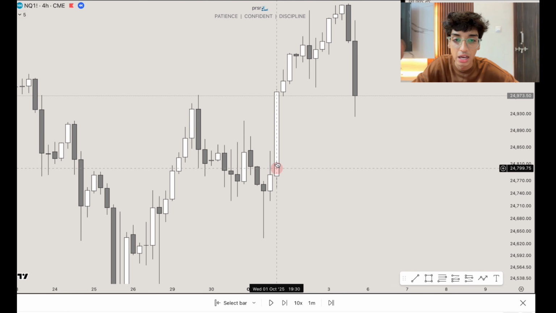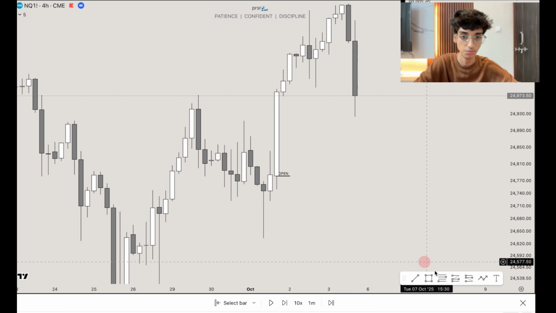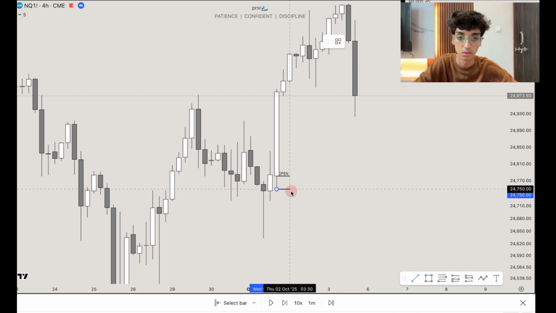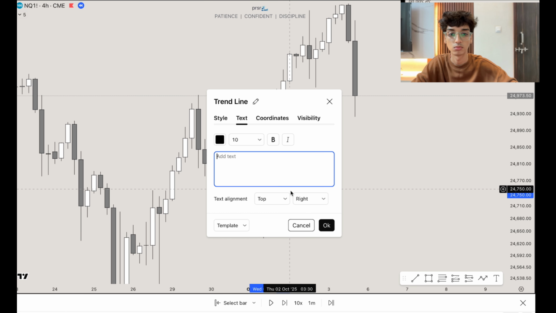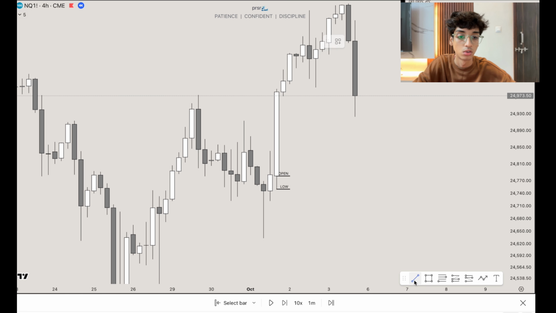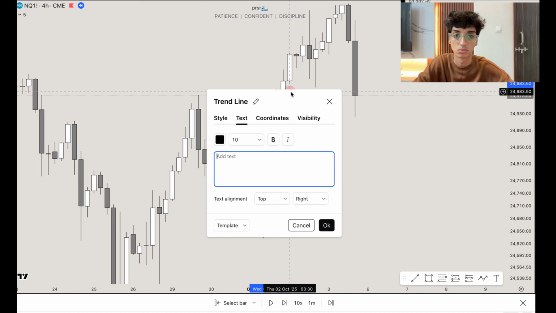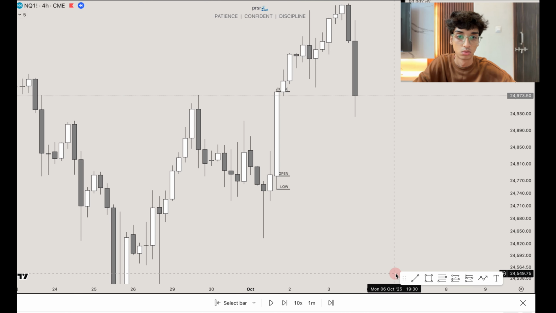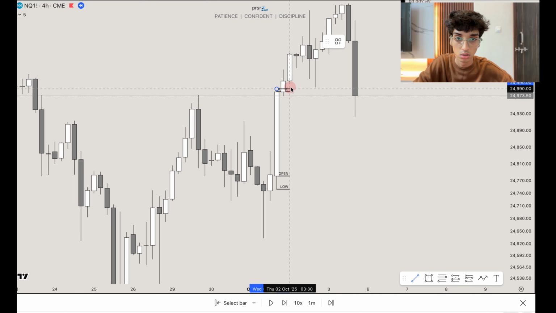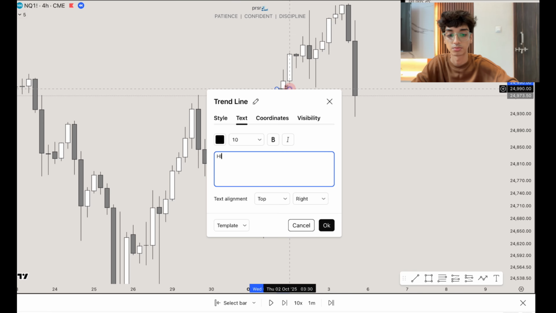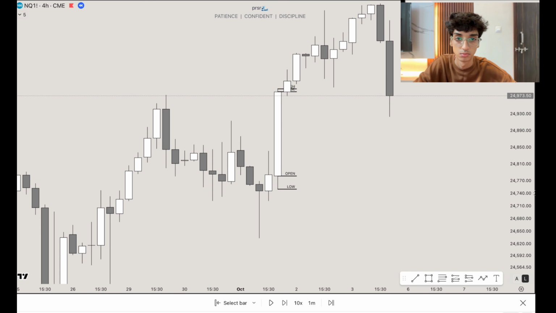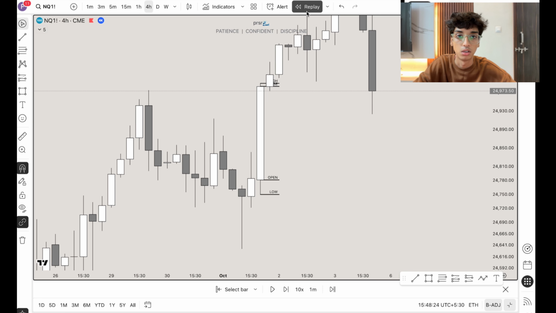So again, we are on the 4-hour time frame. We have this candle, we have this candle open, we have this candle low, we have this candle close, and that's our candle high. Let me erase everything first of all.